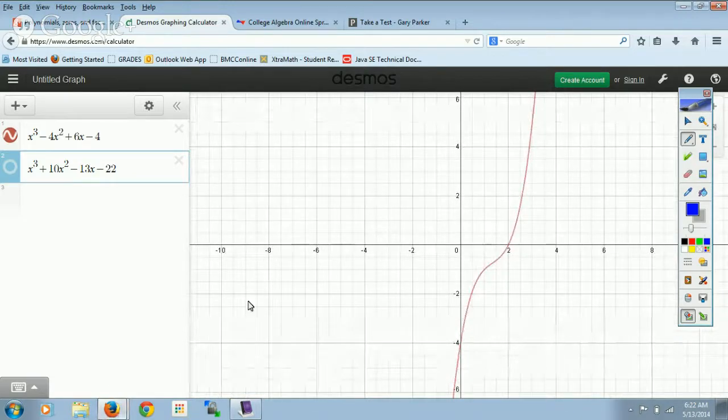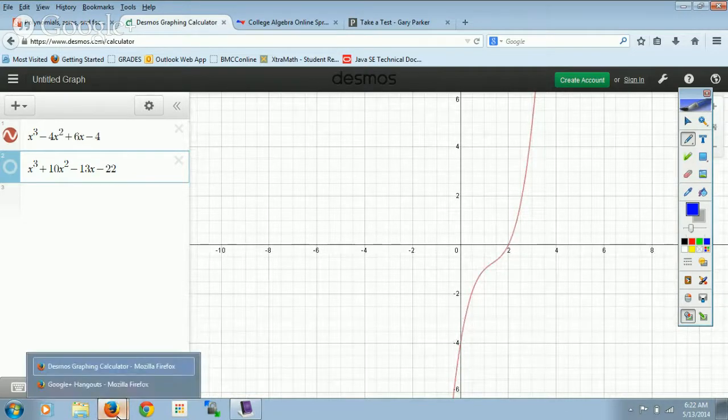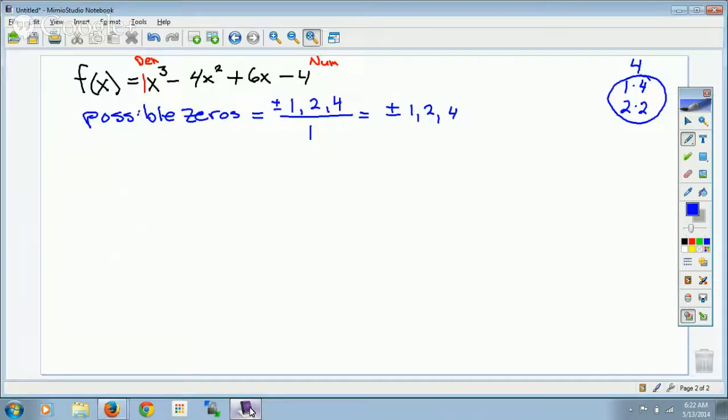All right. Now, a cubic can have up to 3 zeros, and actually every cubic has exactly 3 zeros. They may be repeated, or they may be imaginary or complex. So let's go and see what we got here. So we believe 2 is a candidate, so we're going to do synthetic division with 2 into the coefficients 1, -4, +6, and -4. Those are the coefficients of the original polynomial.